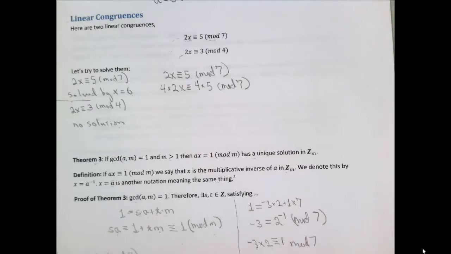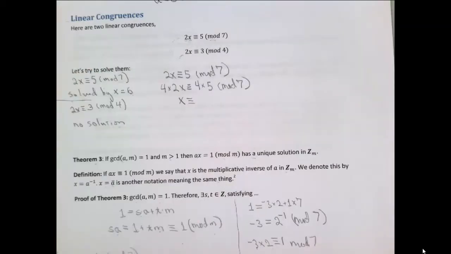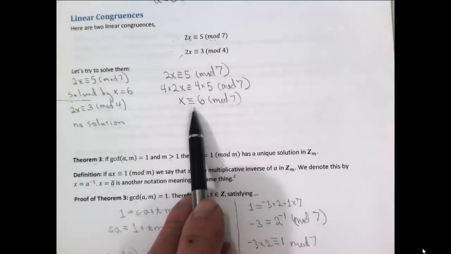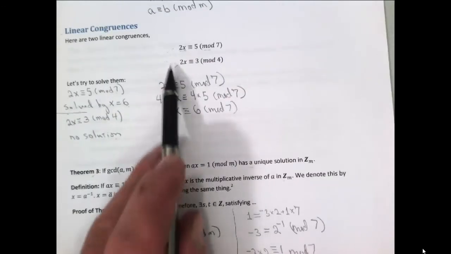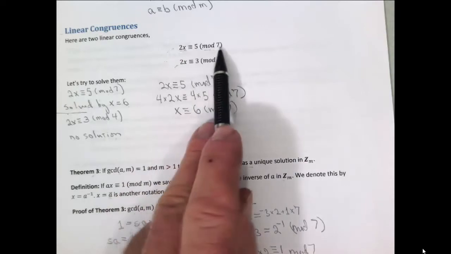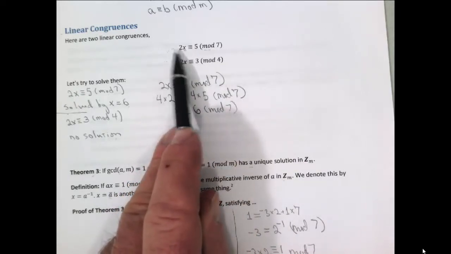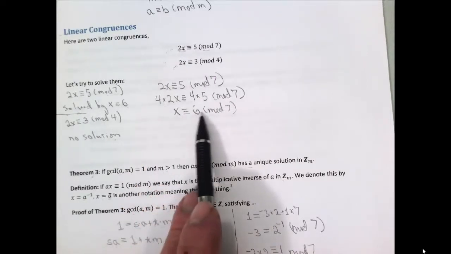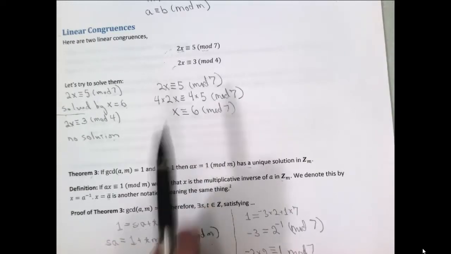4 times 2 is 8, which is congruent to 1 modulo 7. 4 times 5 is 20, which is congruent to 6 modulo 7, and this is the solution that we obtained last time by trial and error. Thus, we know that if the coefficient of x is relatively prime to the modulus, there must be a multiplicative inverse of the coefficient. We multiply both sides by that multiplicative inverse, reduce modulo m, and we'll have the solution no matter what our linear congruence was that we started with.